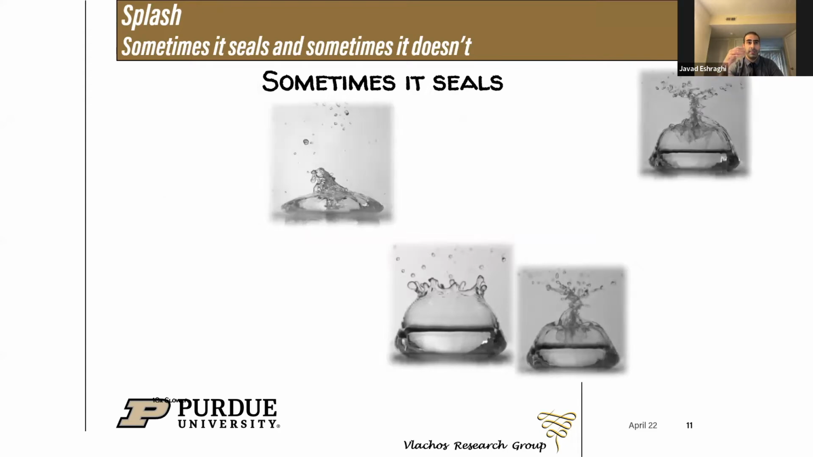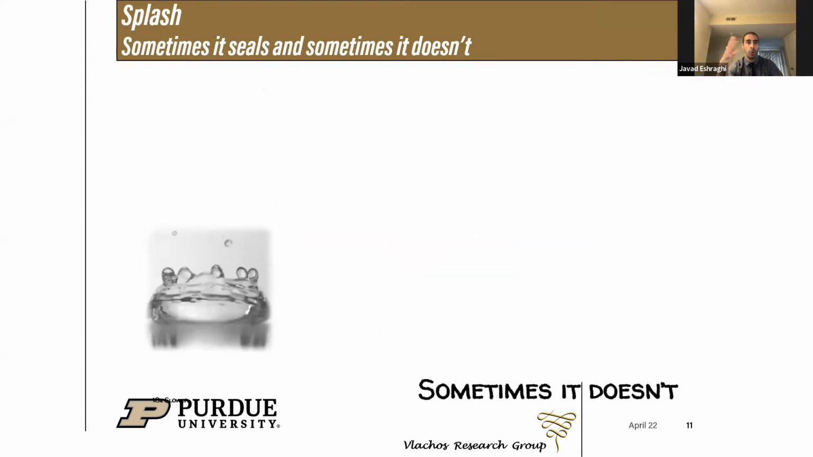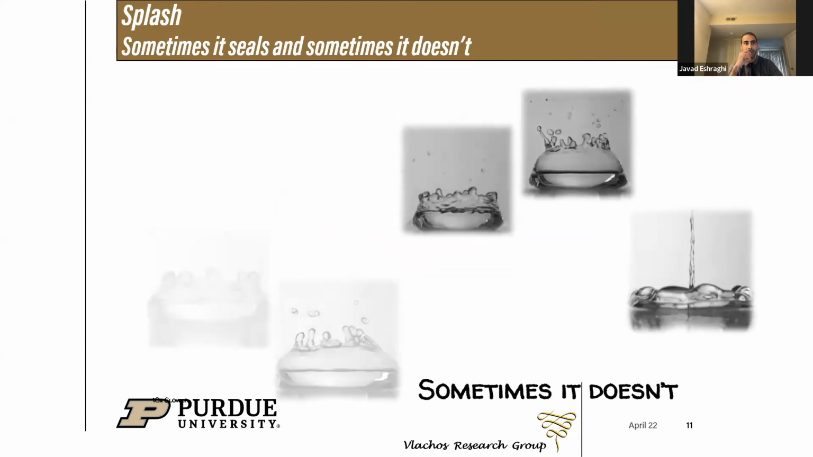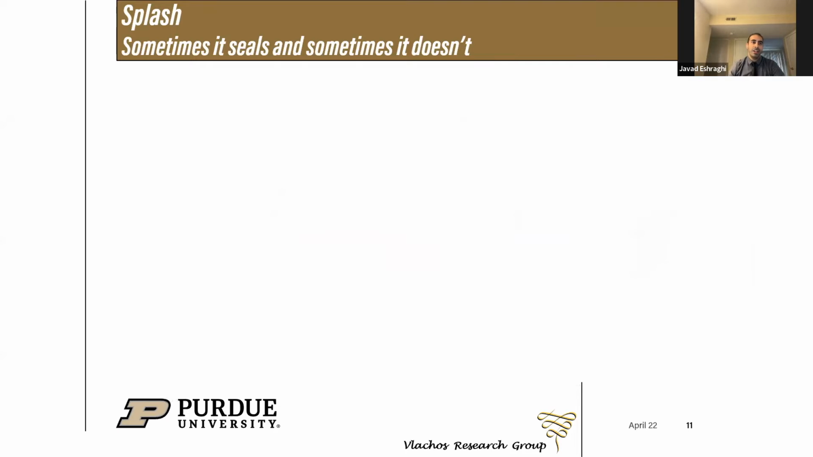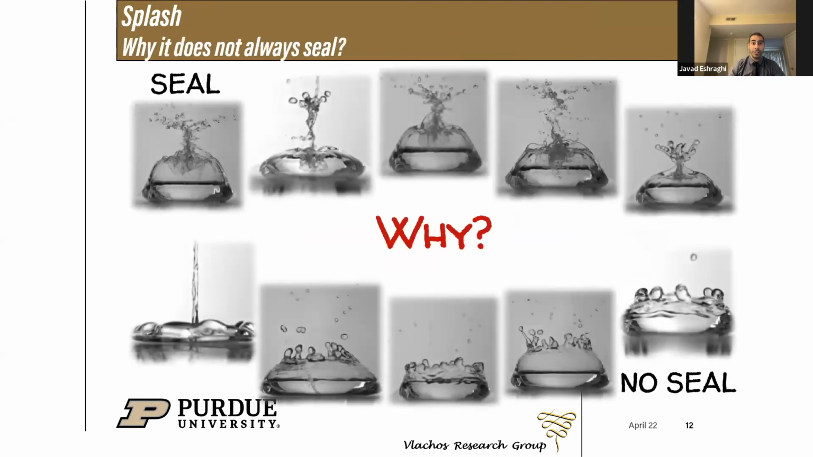This splash curtain may splash outwards or dome over and close, referred to as surface seal. The dynamics governing the splash curtain evolution and closure have been unexplored. And to date, we don't know why sometimes the splash curtain seals and other times it does not.